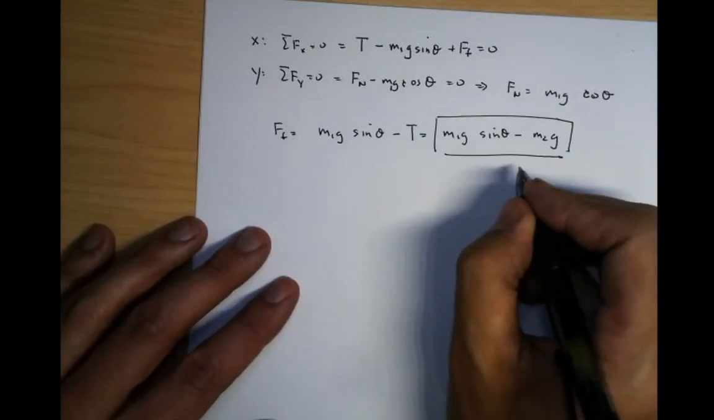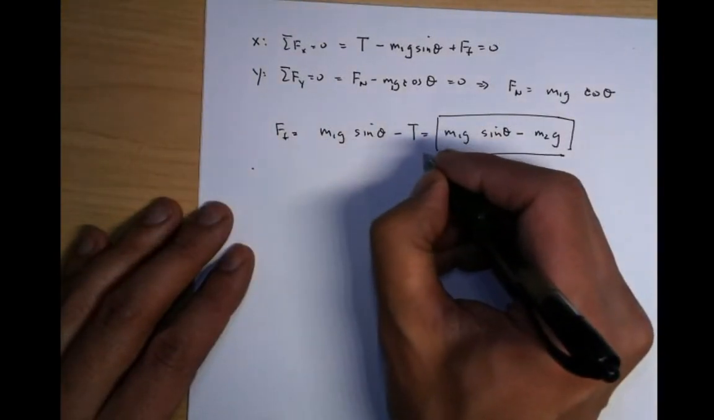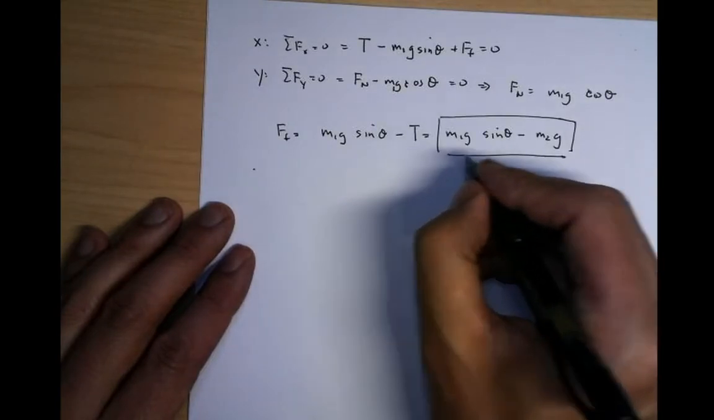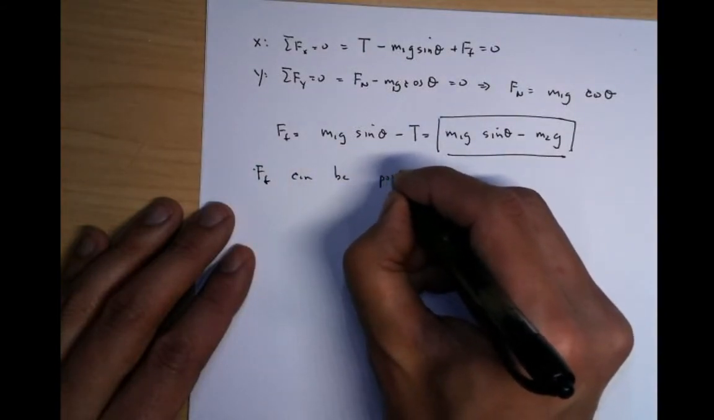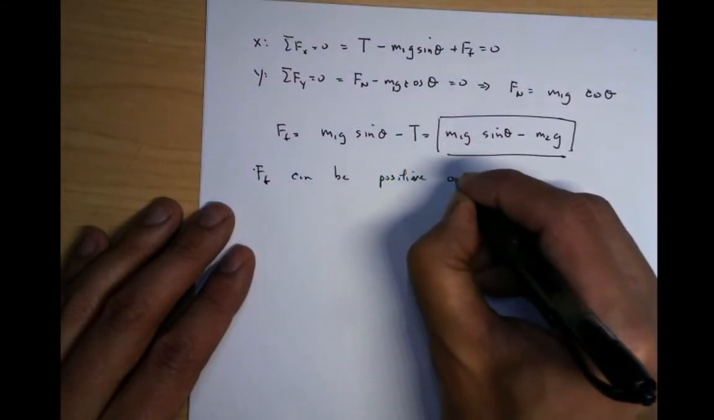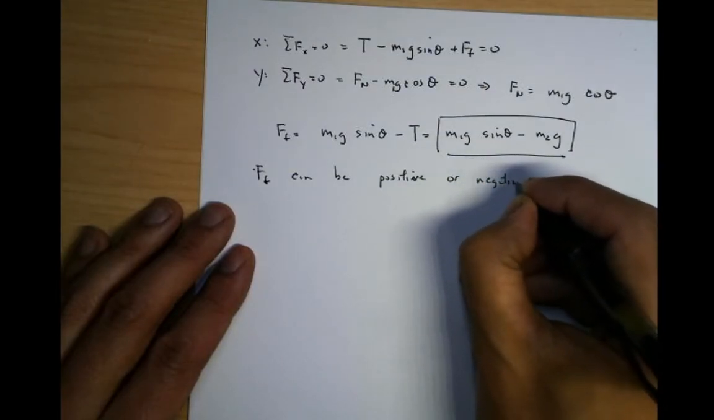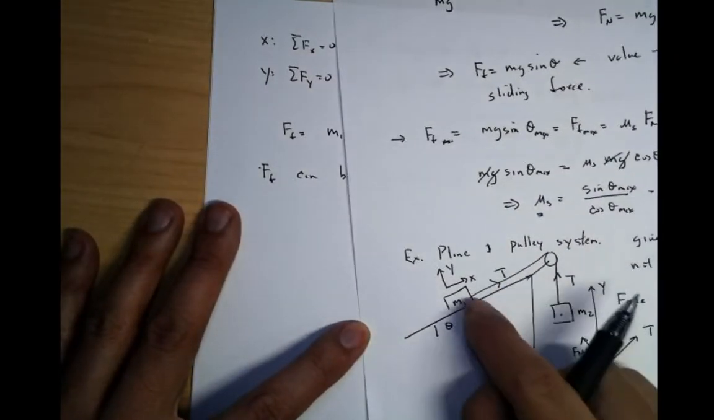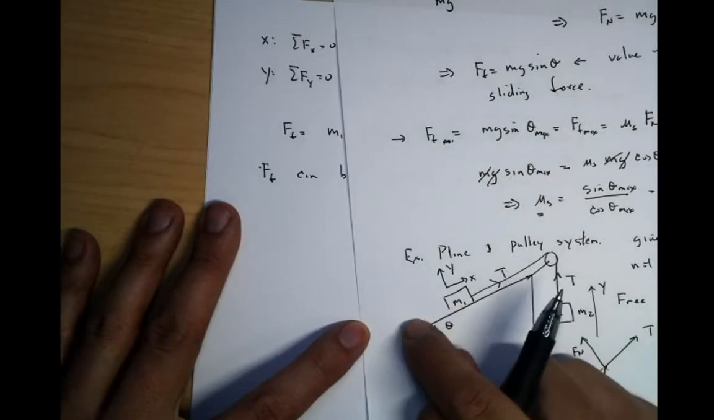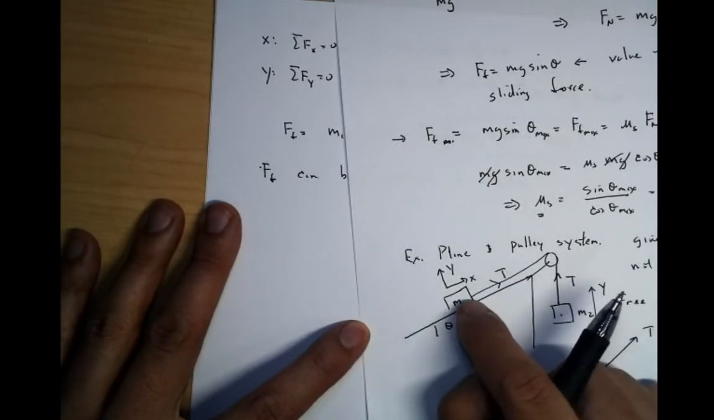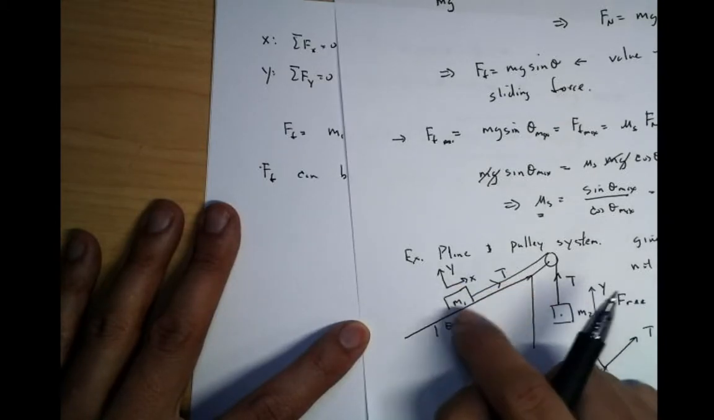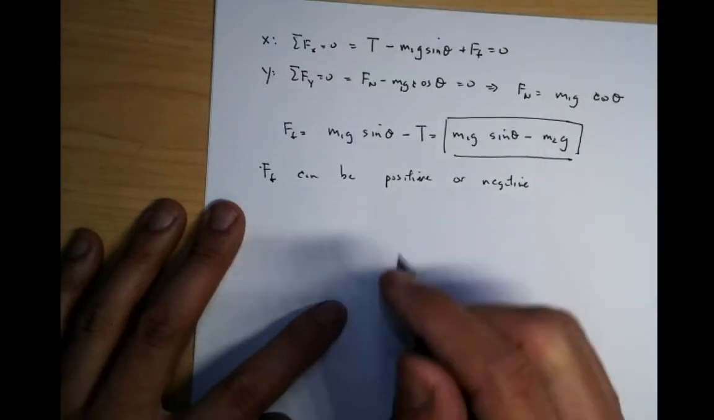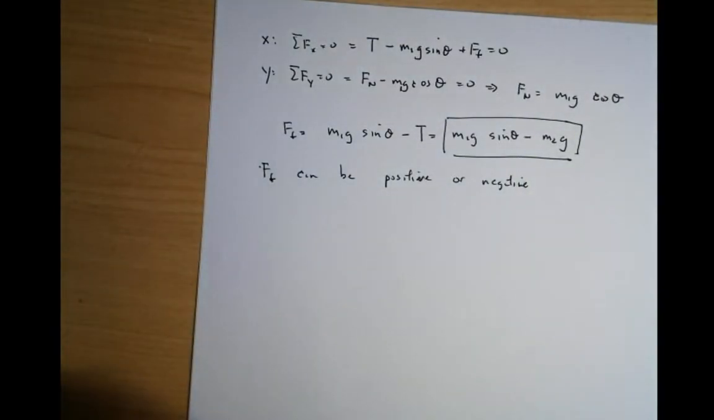Now, what's interesting about this force of friction is that it can be positive or negative. If it's positive, it's in this direction, and the object is going to want to slide down. If it's negative, then this object wants to slide up. The force of friction always opposes the motion. So let's consider those two cases.